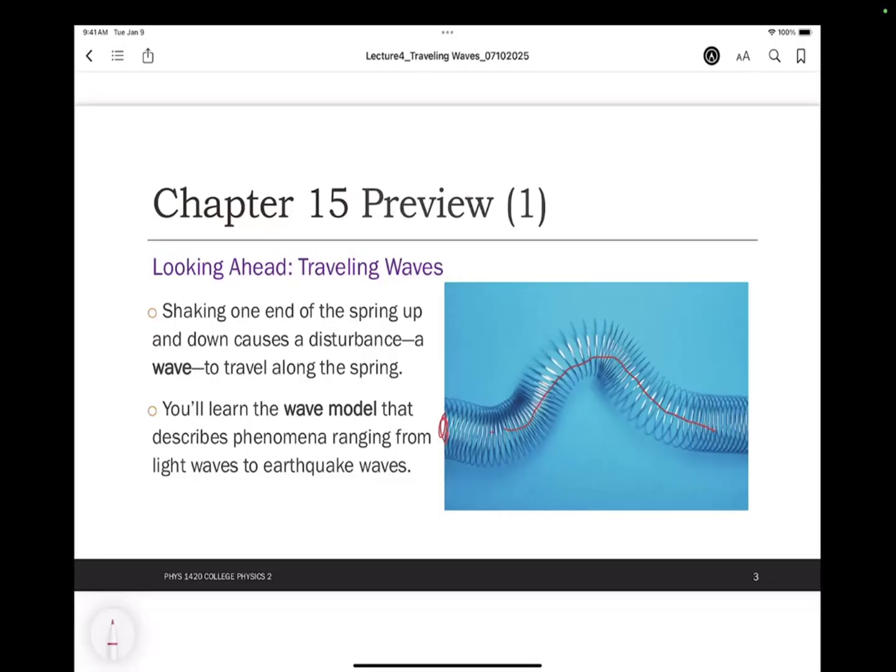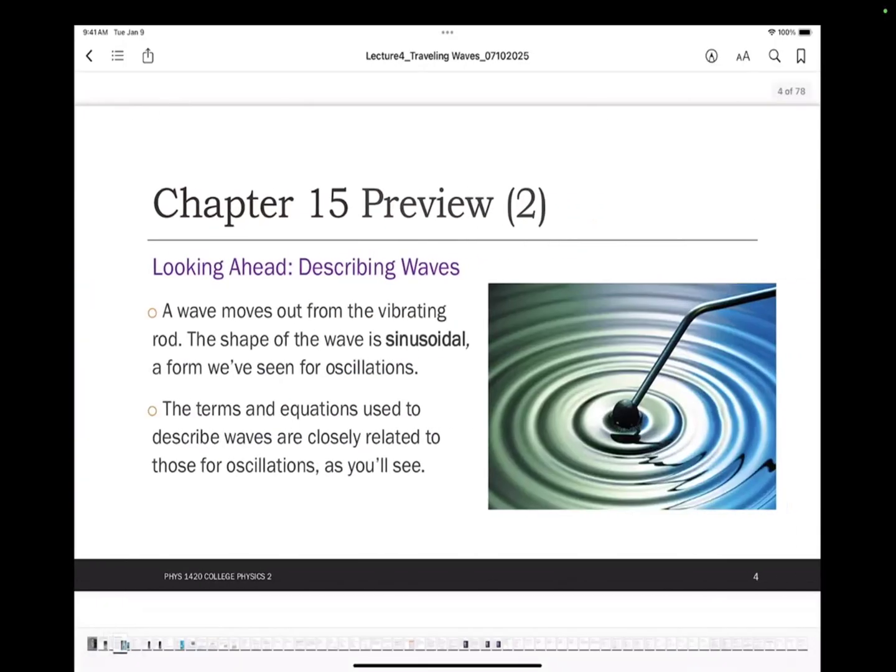You will learn the wave model that describes phenomena ranging from light waves to earthquake waves. In the real world there are so many waves, and you will see most waves can be modeled in a specific form. We will also learn how to describe waves. A wave moves out from the vibrating rod. You can see the single wave here.